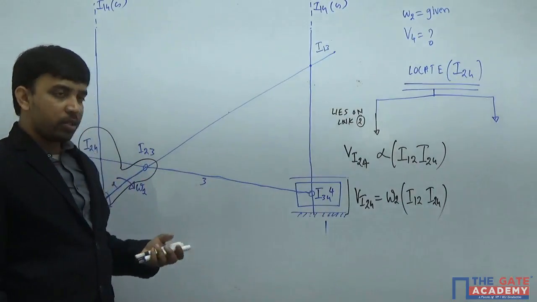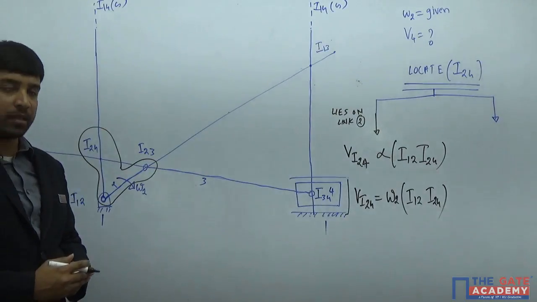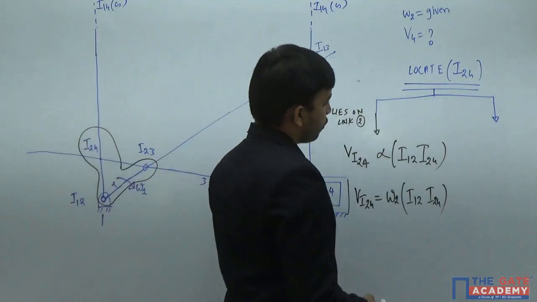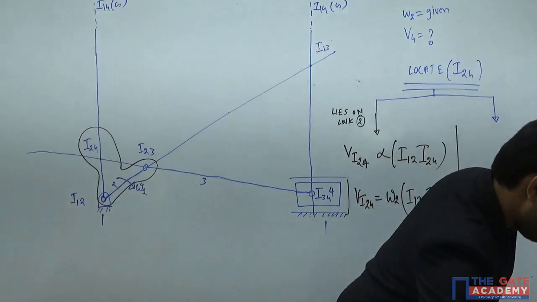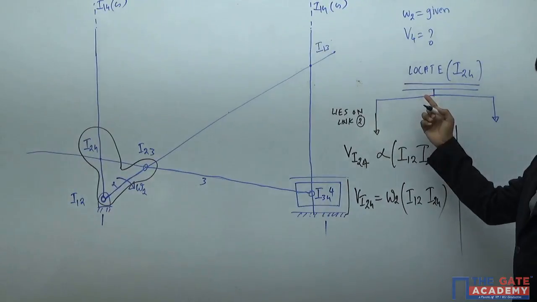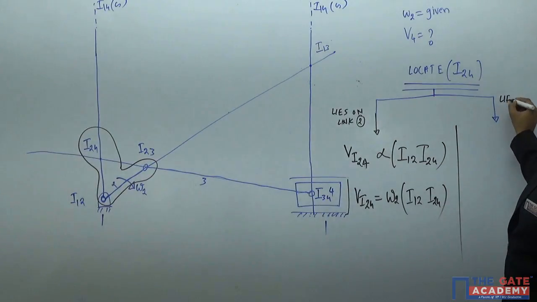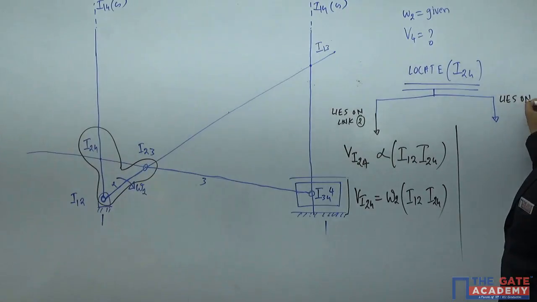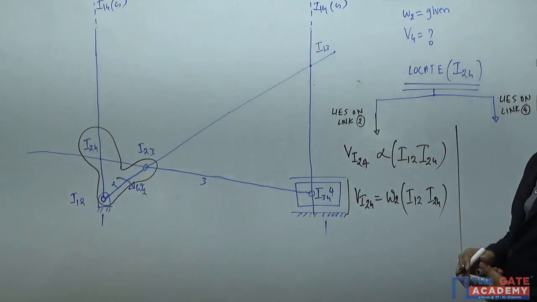So now I know the velocity of this common instantaneous center if I assume it is lying on link number 2. Now if I assume the same common instantaneous center is lying on link number 4, so this lies on link 4.